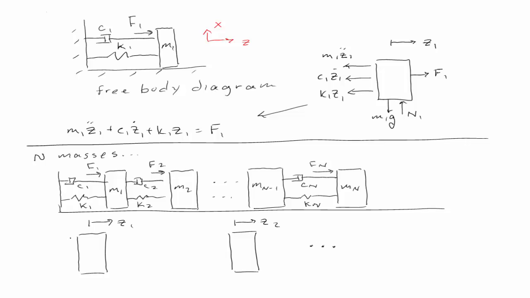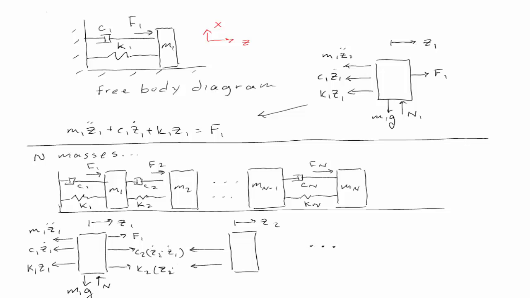And let's just do it for 1 and 2, just to illustrate the procedure. We get the same inertial force, damper force, spring force, our external force F1, and the normal force and the gravity force. And now we have the spring and damper force that interconnects M1 and M2. So our damper force is C2 times the difference in speeds between Z2 dot and Z1 dot. And similar with the spring force.